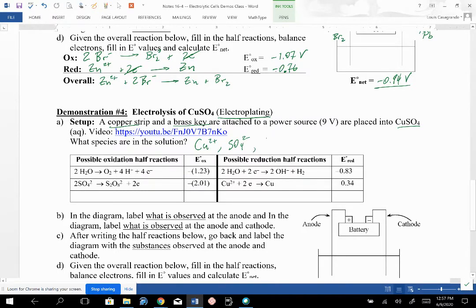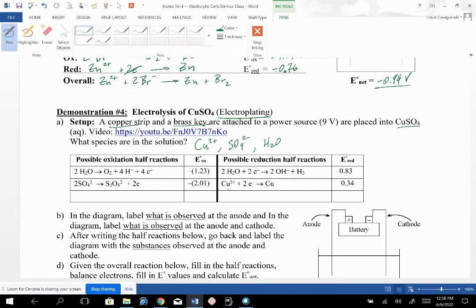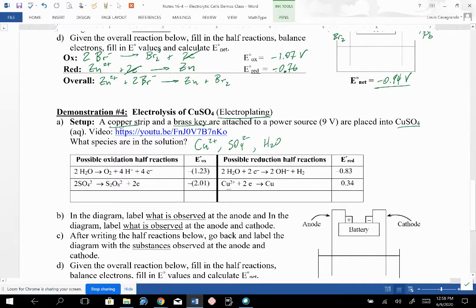And we also have water present. So I've got the same kind of four oxidation and reduction reactions we have here, except I've also put in copper 2+, and I put in an extra line that I left blank. The reason is that in this reaction we have both the copper strip and the copper 2+ in the solution. It's all in the same solution.